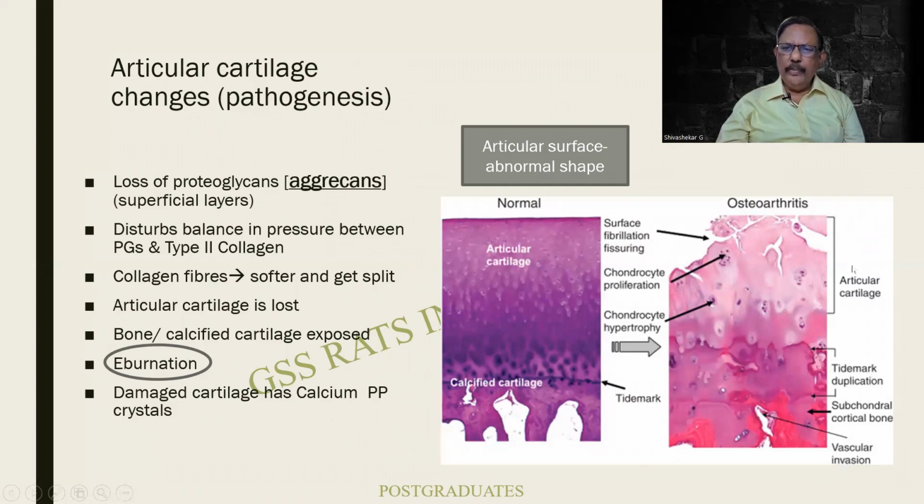Articular cartilage is also being destroyed, as in this diagram. The bone gets exposed. There is something called eburnation, which I will tell you what it is. And the damaged cartilage has calcium pyrophosphate crystals. Eburnation is nothing but exposure of an underlying tissue during a pathogenic process. So this is the eburnation that you are seeing. The underlying bone is getting exposed. Hence the term osteoarthritis.